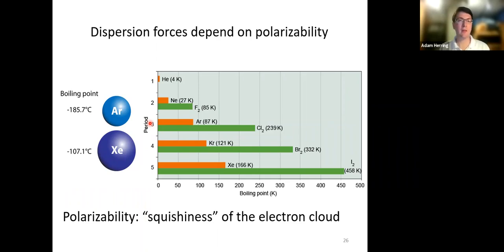So we talked about how dispersion forces depend upon the polarizability. We can think of this again as the squishiness, the ease with which we are able to distort the electron cloud. And when you look at the noble gases, for example, we can see that xenon has a much higher boiling point than argon does. And the reason for that is because it's easier to distort the electrons in the larger xenon atom.